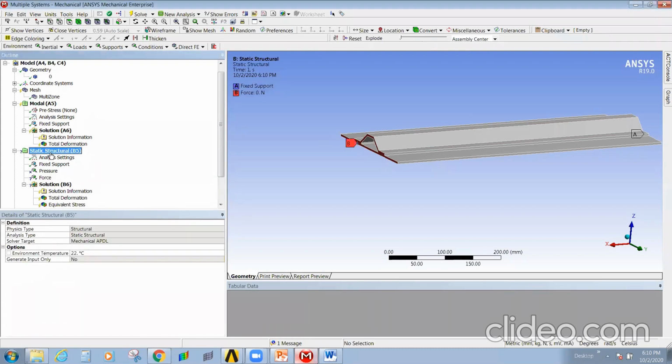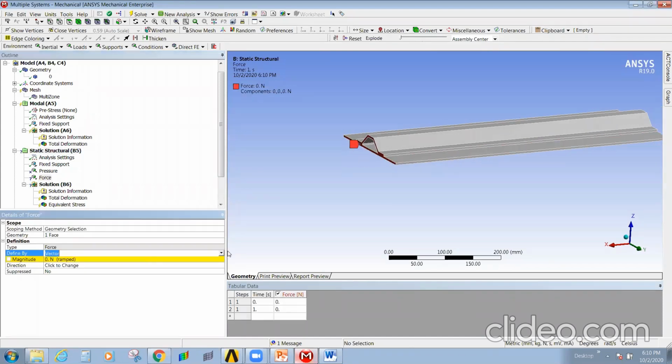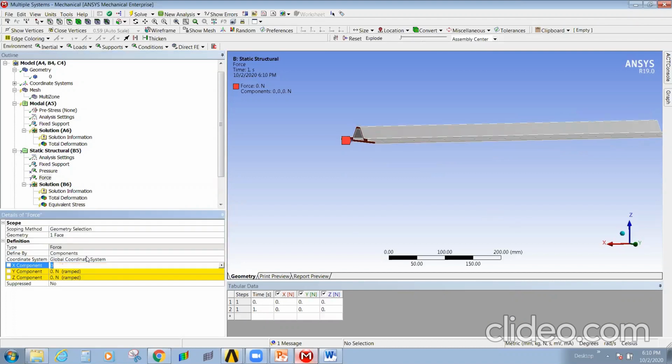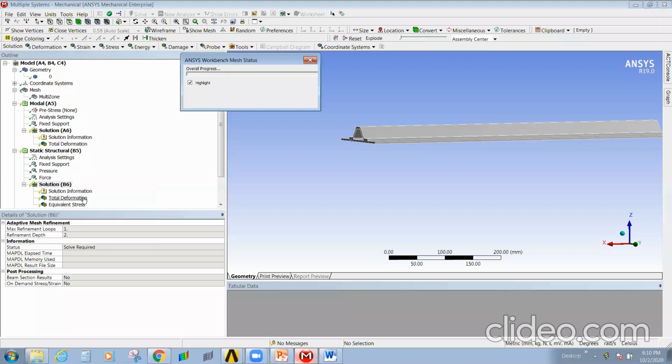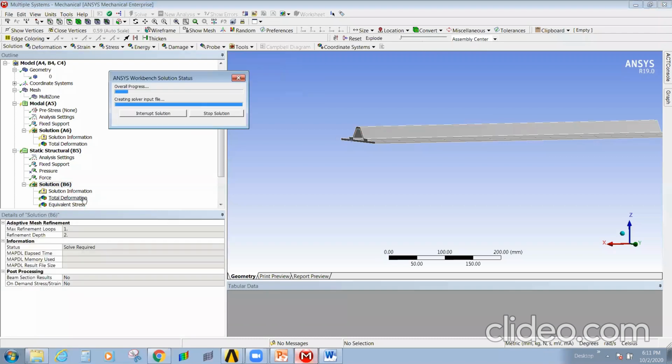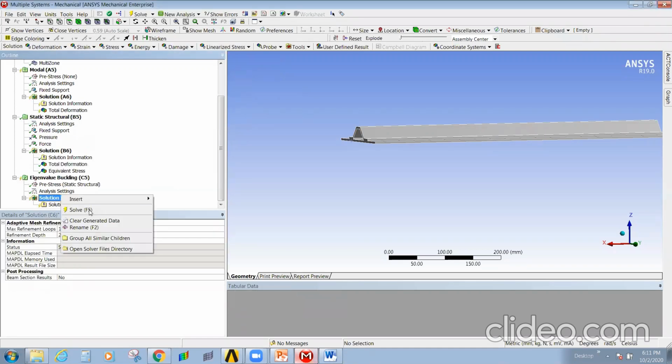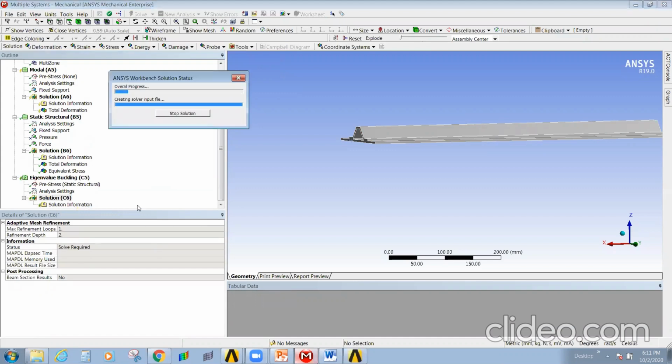Okay, 1 second. Okay. So for this force, I'll consider components, and you can say negative x would be the critical one. I'll consider 1000 Newton. And solve for that. And same for buckling.